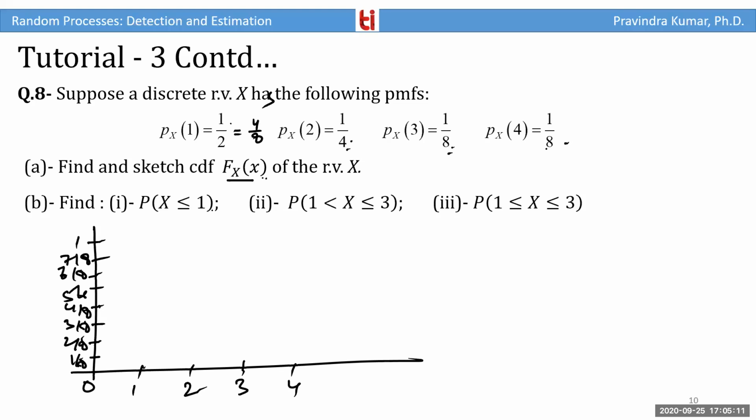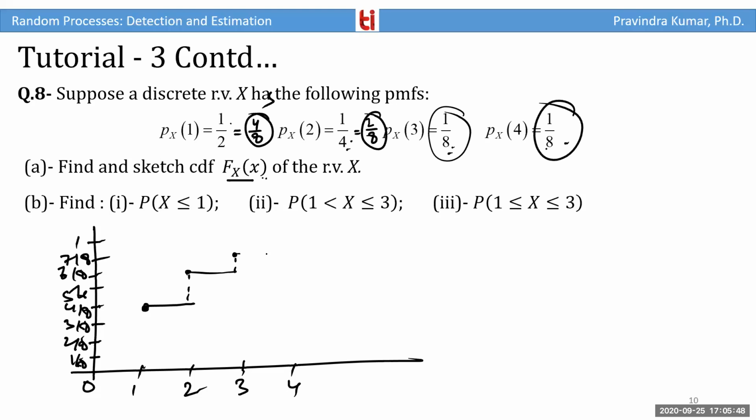At 1, sorry, at 1 it is 4/8 as well, since no probability is added. And at 2, the probability is 1/4, or 2/8, so 2/8 plus 4/8 is 6/8. At 3, 6/8 plus 1/8 is 7/8. And at 4, 7 plus 1, 8/8. At 4, it is 1. So this is the CDF.